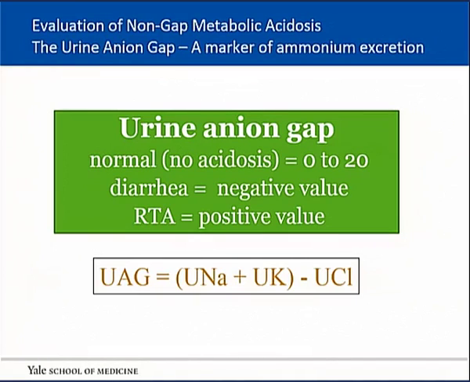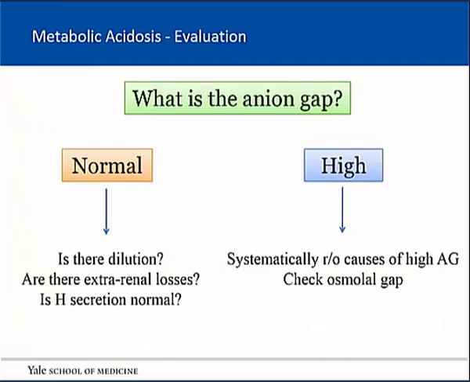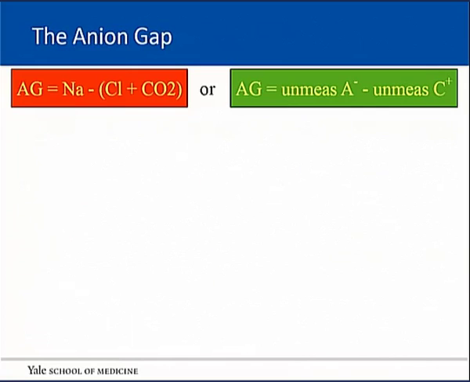So if negative, the kidney is doing a good job. If positive, there's a renal problem in excreting acid, and that's very often what's seen with an RTA. Obviously, you would do this in someone who has normal renal function. If the renal function is abnormal, you typically ascribe it just to the renal failure. On the other hand, if the anion gap is high, then you systematically have to rule out the causes of high anion gap, and you need to check an osmolar gap. So first, look at the anion gap, which is sodium minus chloride plus bicarbonate, or conceptually, anion gap is the unmeasured anions minus the unmeasured cations.